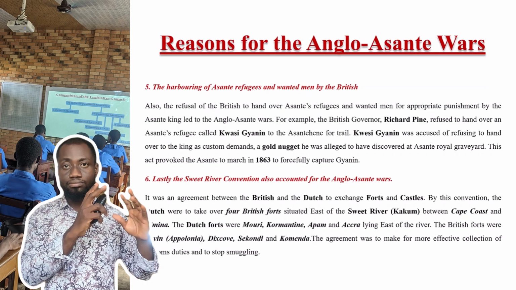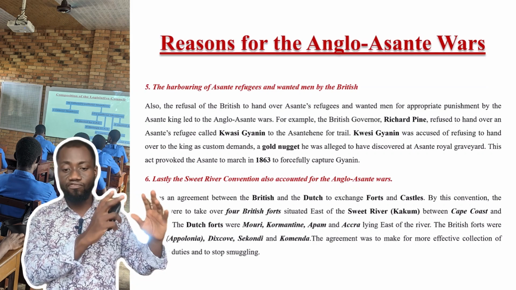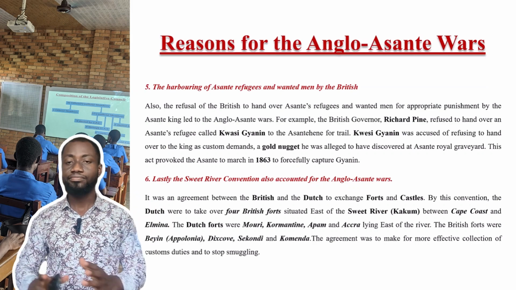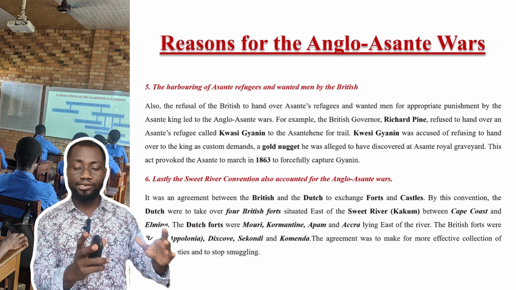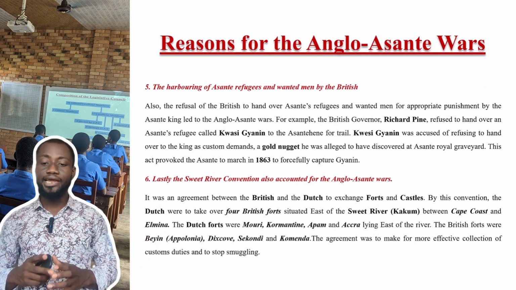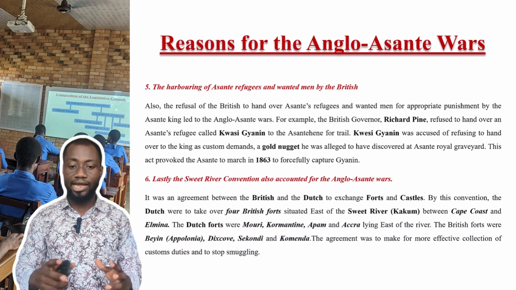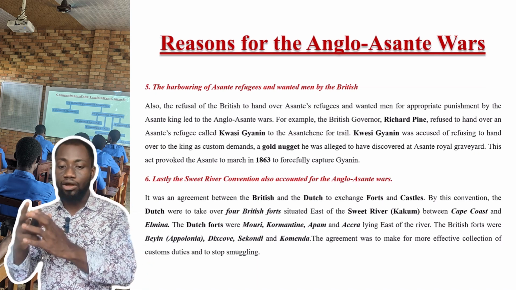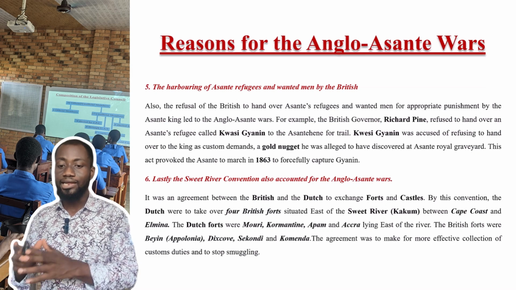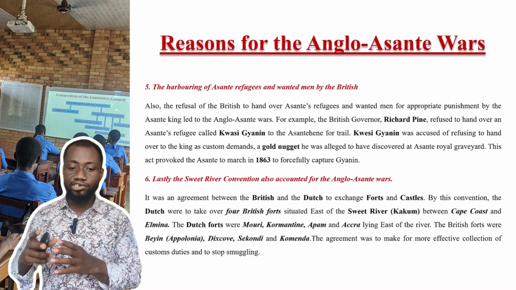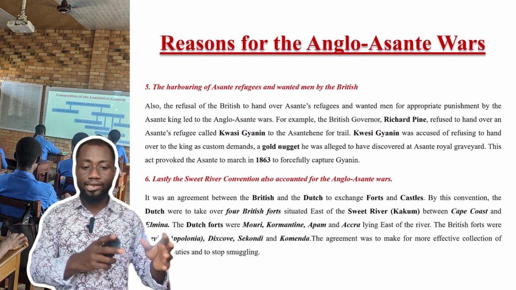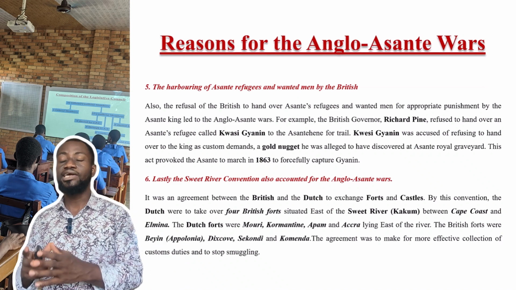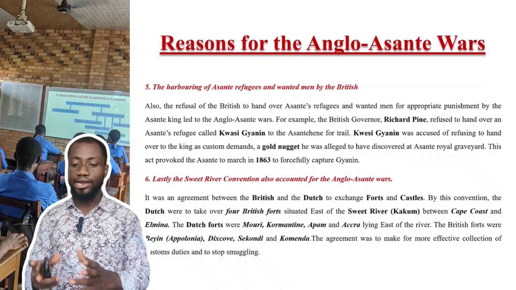So the Dutch were to take 4 British forts along the eastern side of the Sweet River, then also between Cape Coast and Elmina. Now the Dutch forts were Moree, Coromantine, Apam, and Accra, lying east of the river. The British forts were also Benia in Apollonia, Disco, Sekendi, and Commenda.